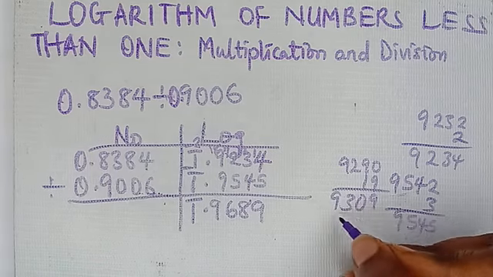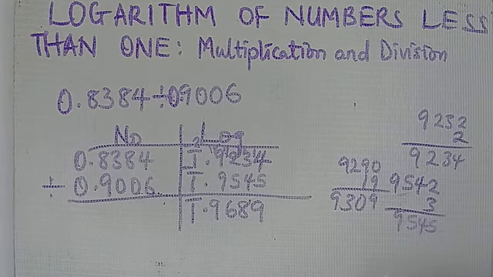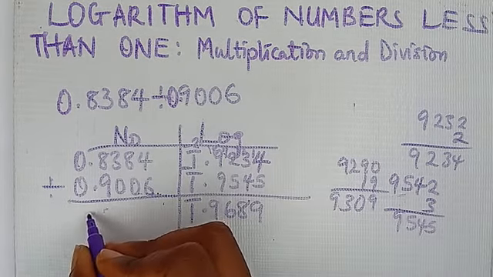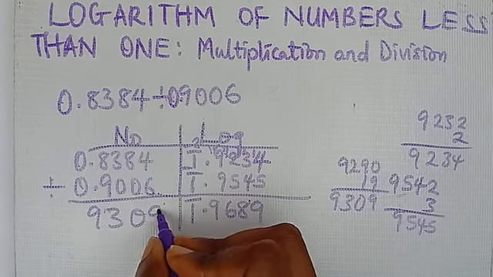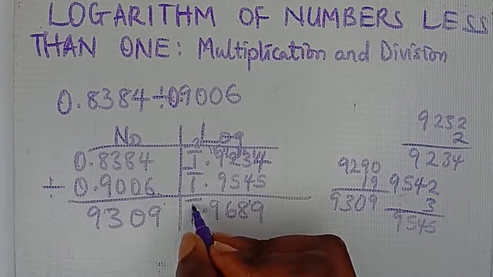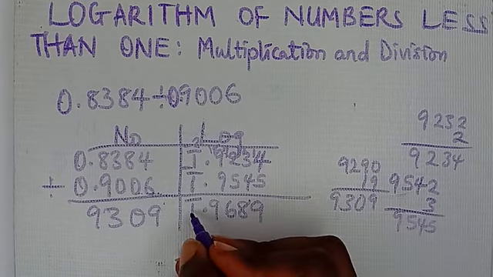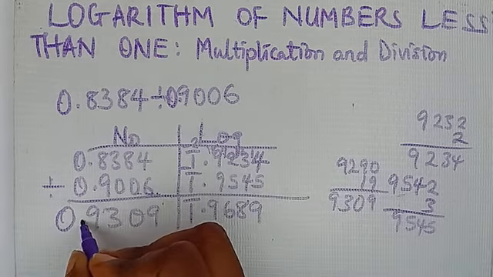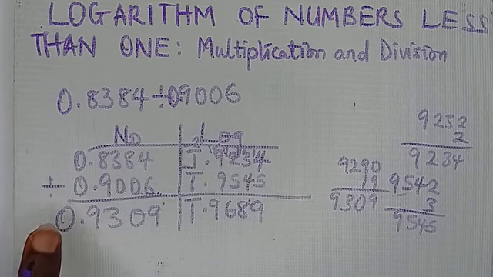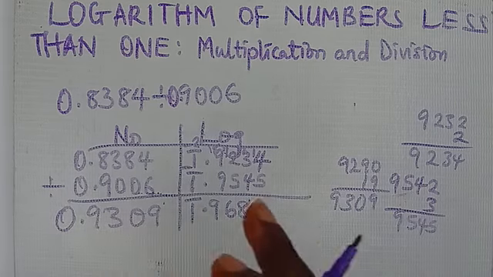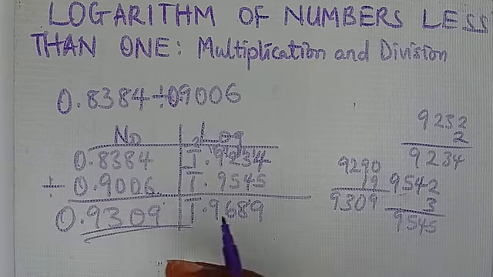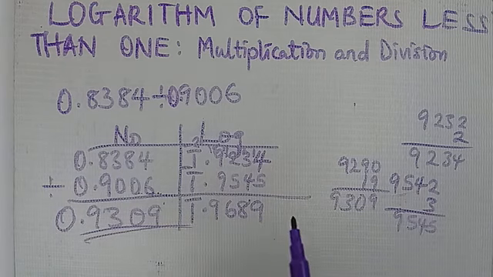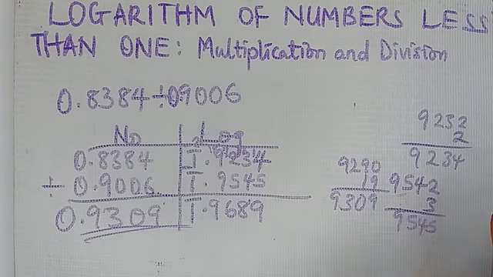So 3, so 9309. So this is bar 1, right? So this whole number tells us where to put our decimal point. Bar 1 means there is a 0 before this. So that is a 1 0 before the first non-zero number. So you've seen how to handle multiplication and division of numbers less than 1 using the logarithm tables.